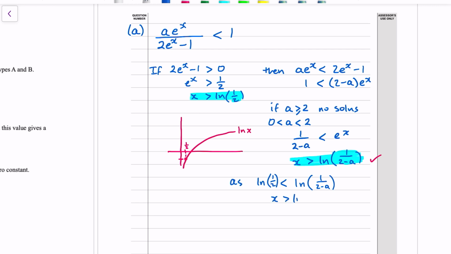x is bigger than log of 1/2 satisfies both cases, and if a is between 0 and 2.